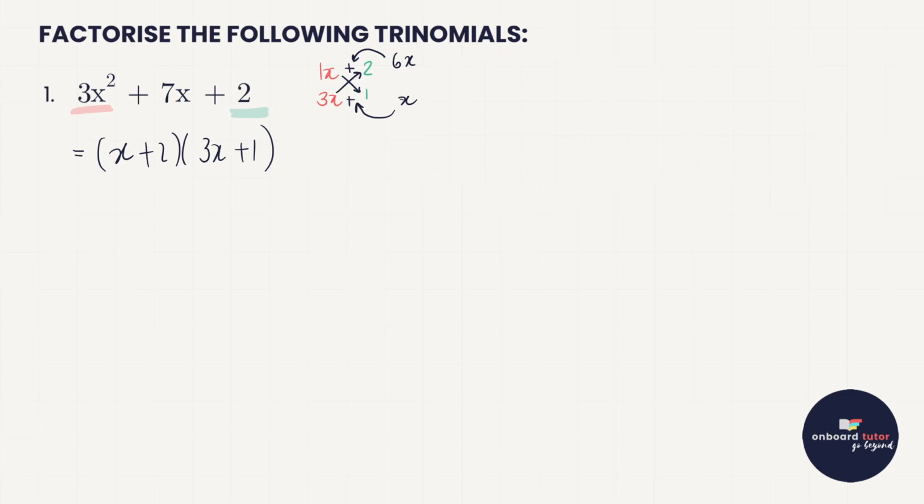And now let's just check ourselves and FOIL this to make sure that this method works. So first term, let's write here a FOIL check, because if they've asked us to factorize, we can't multiply out, then we're doing the opposite of what they've asked us to do. But let's see, x times 3x is 3x squared, outer x times 1, inner 2 times 3x, and last 2 times 1 is 2. So we end up with 3x squared plus 7x plus 2, which was the question that they asked us to solve.